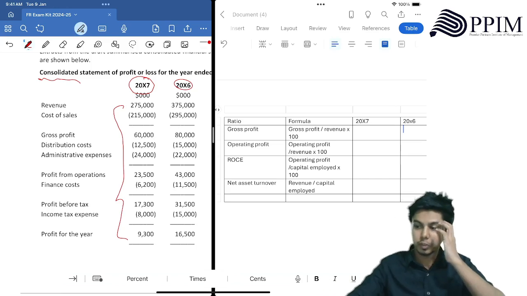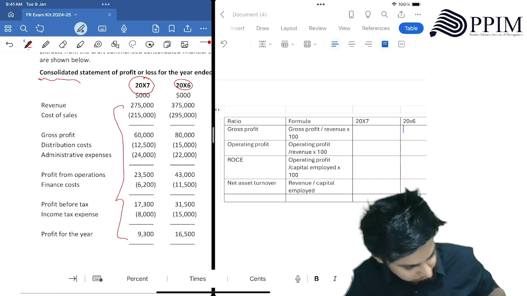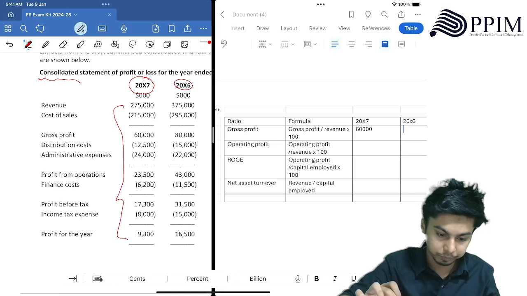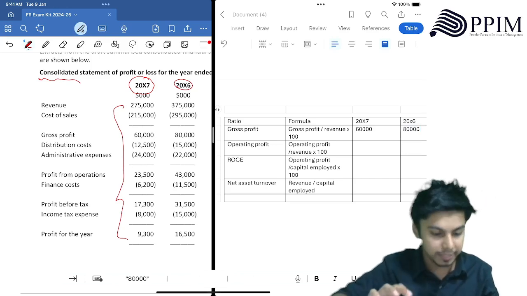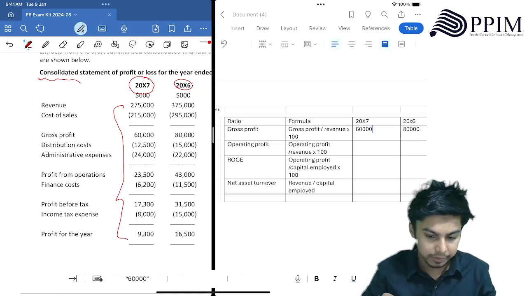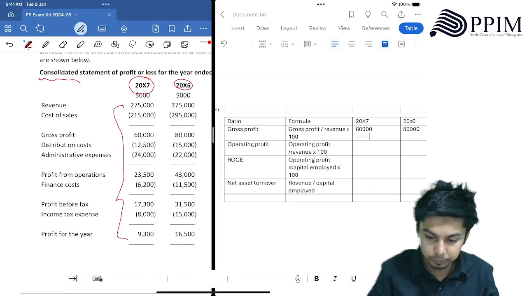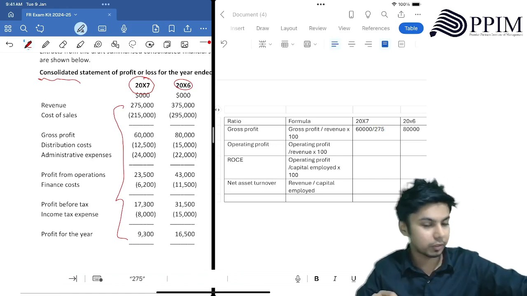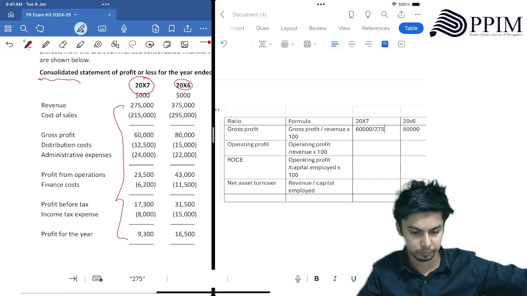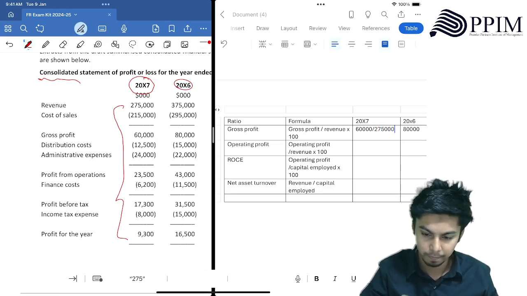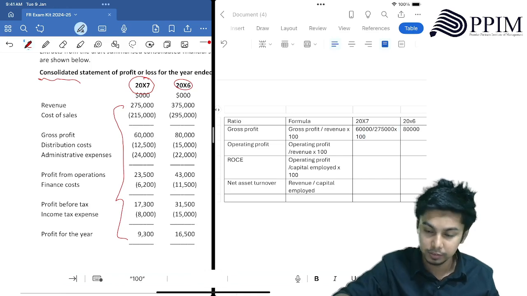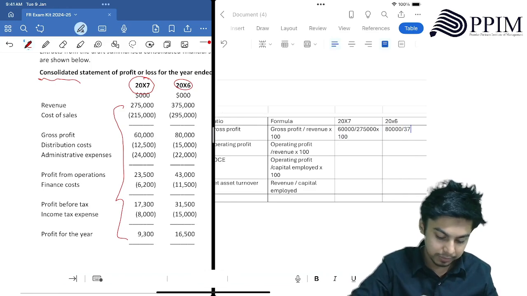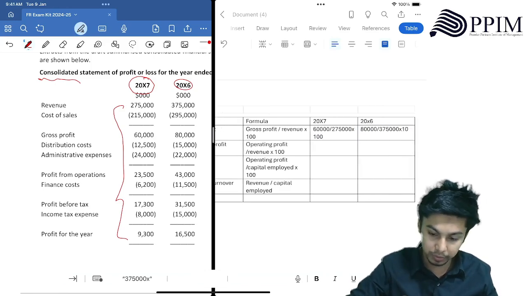Okay, so guys, from this page, have you copied down whatever that you need? Shall I mark now? Okay, 2007 gross profit 60,000, 2008 gross profit 80,000. Right, next one, guys, down revenue, right? So the revenue, guys, 275,000 for this one, into 100. Whereas over here it's going to be 80,000 divided by 375,000 into 100.